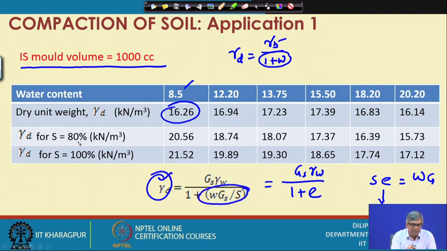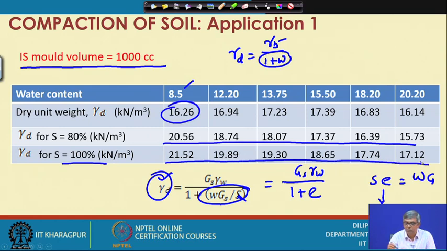Now, for 80% saturation I will take S equal to 0.8, and the water content is the same, Gs is the same, everything is unchanged, and instead of e I am using this expression. Once I will use 0.8, another time I will use 1. When I use 0.8, these are the results for different water contents, and when I use Sr equal to 1, these are the results. So moisture content versus dry density, as in the lab, with 100% saturation and 80% saturation, we have got 3 data sets, and these will be plotted now.